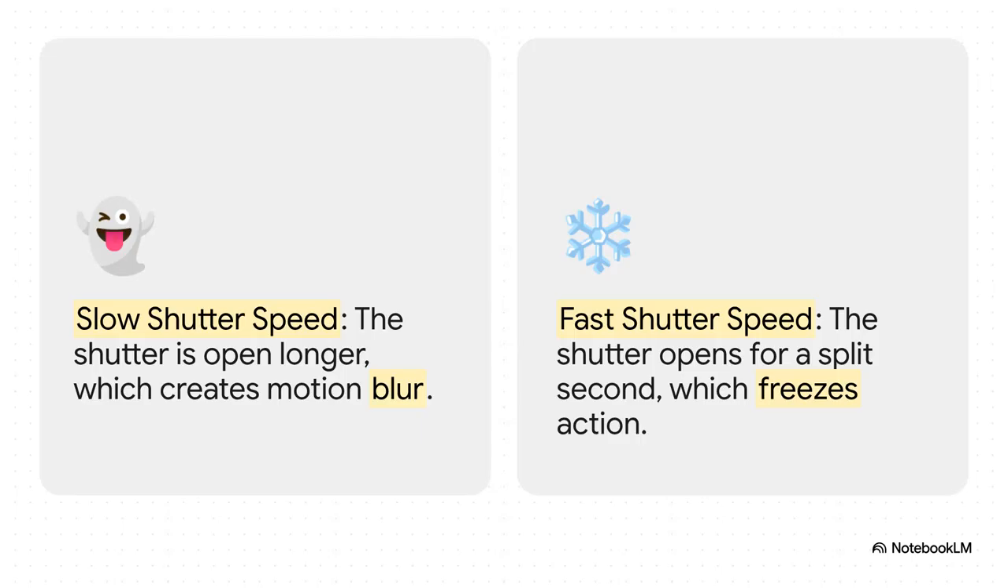So here's the deal. If you use a slow shutter speed, leaving that curtain open longer, anything that moves in your frame is going to look blurry and streaky. It's how you get those cool light trails from cars at night. But if you use a super fast shutter speed, that curtain opens and closes in an instant. It literally freezes time. Think a splash of water, a bird in flight, perfectly captured, not a hint of blur.